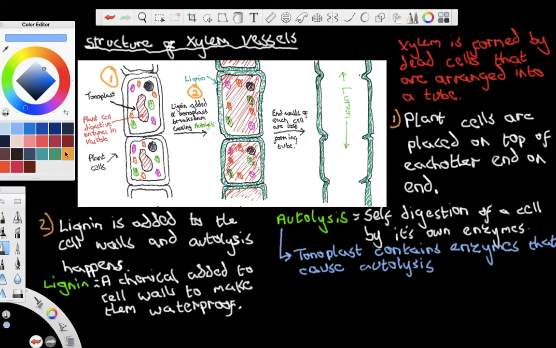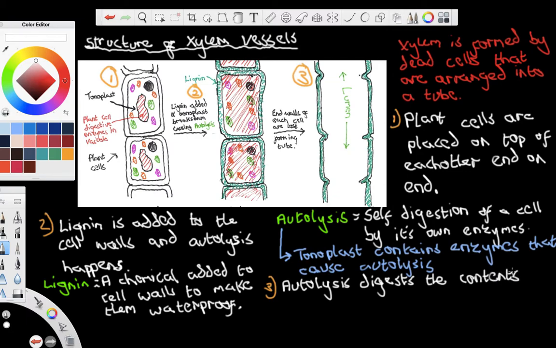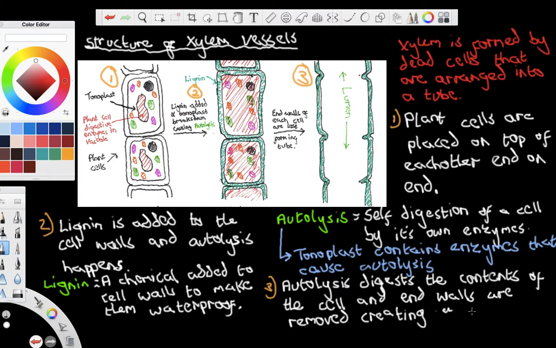So we can put number three, and we can say that autolysis digests the contents of the cell, and end walls are removed, creating a single tube with a lumen.